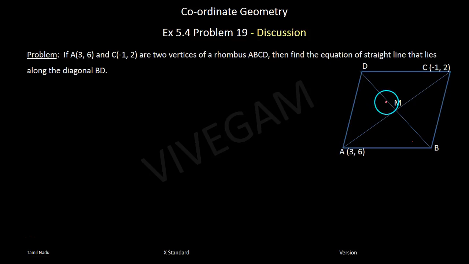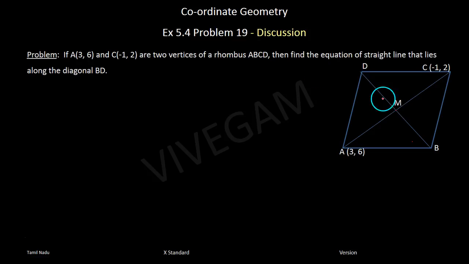Now, as I told you, the diagonals bisect each other, which means the midpoint of AC is also the midpoint of BD. You can find the midpoint of AC, which will give you the value of M. So one point on the straight line BD is now known. Next, the product of the slopes of AC and BD will be equal to -1, because they are perpendicular to each other. So calculate the slope of AC, from which you can calculate the slope of BD. Now you have the slope of line BD as well as one point on it, so use the slope-point form and calculate the equation of the straight line.